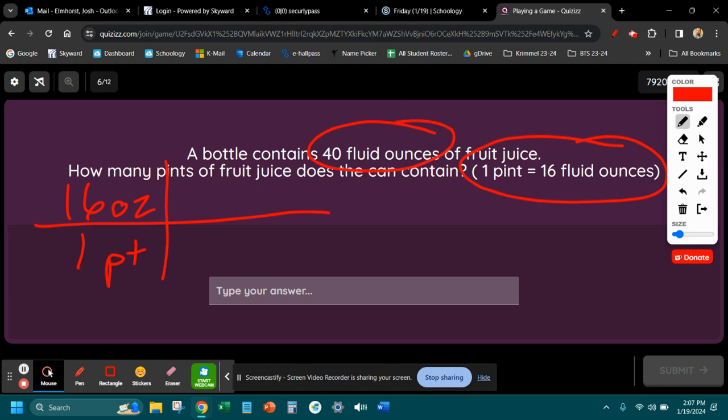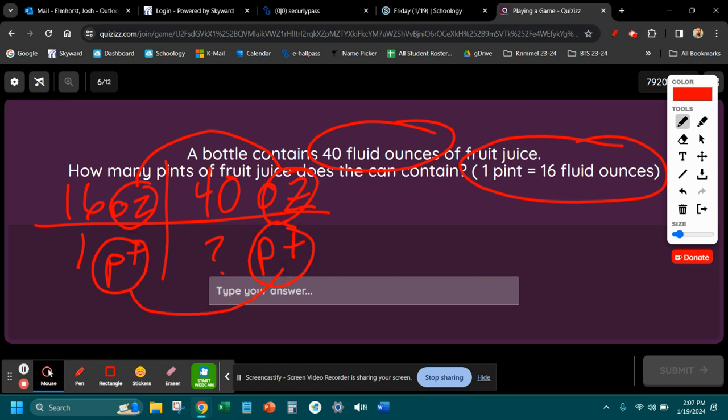Now we go back into the word problem. It says a bottle contains 40 fluid ounces. How many pints? So the question mark is how many pints if you have 40 ounces. So we put ounces with ounces, pints with pints. Now we do some math. Look at the factors. 40 divided by 16. We don't know what our factor is here, so we're going to have to divide 40 divided by 16 to see how many pints it's going to be.